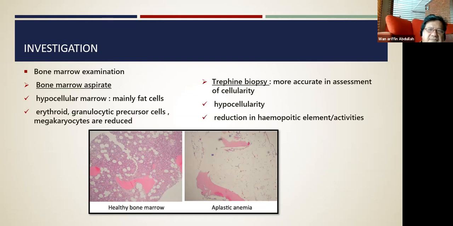Sometimes you cannot get the marrow. We call it dry tap. You aspirate it, tak keluar. Then you have to do trephine to see the infiltration of the blast cell in the trephine. The disadvantage of trephine in leukemia is that you cannot assess the percentage of the blast. Yeah? Because it mixes with other cells as well. So for you to assess the percentage of blast, you have to do bone marrow aspiration.